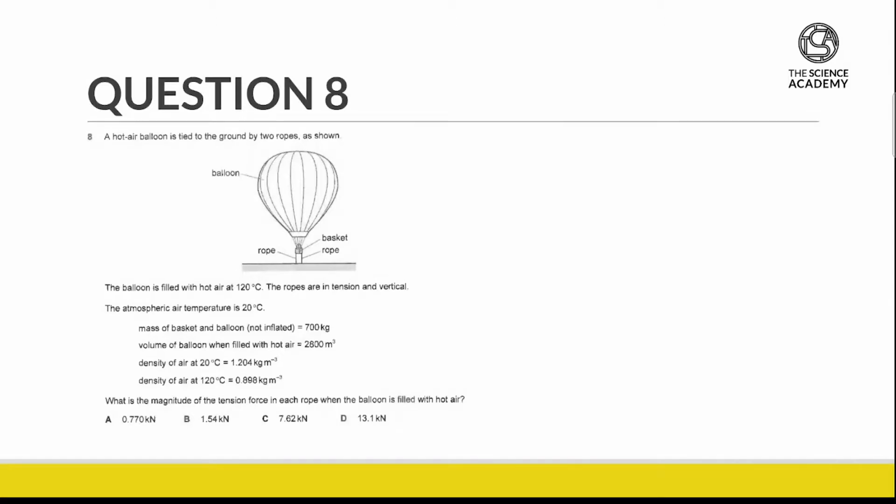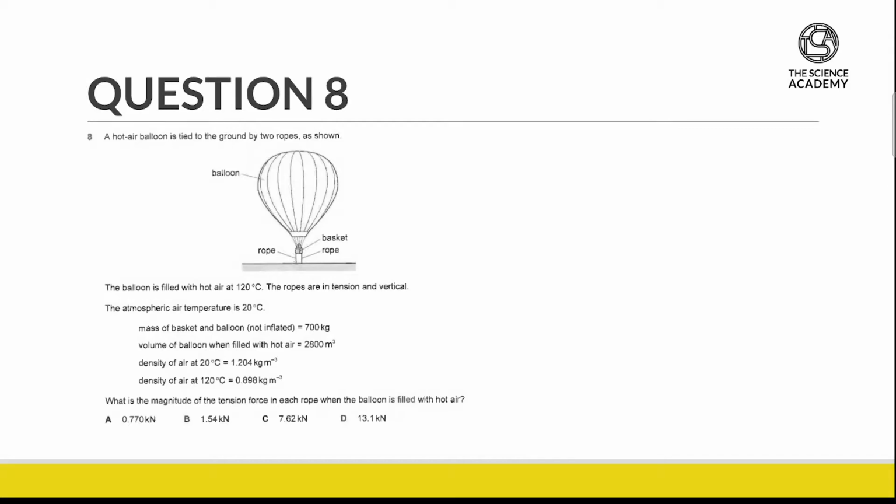For this particular question, we are told that we have a hot air balloon which is tied to the ground by two ropes as shown. In this case, I think the first thing that we want to do is draw the free body diagram of this hot air balloon. All right, this should be our first instinct.